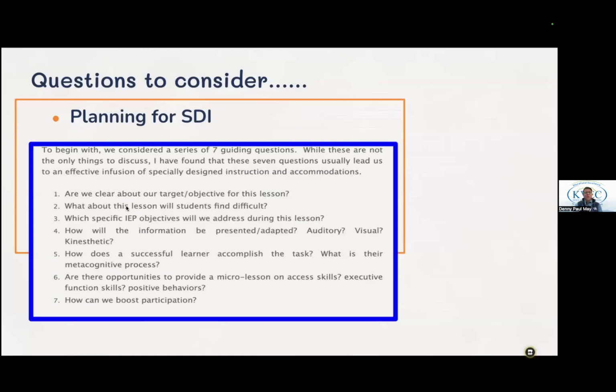So when we plan for SDI, we have to ask ourselves some other questions. Are we clear about what the learning target is? Have we clarified the learning target for our students? When we do our lesson opener, when we do our bell ringers, do we clearly establish what is going to be going on today? Do the students understand the language that we're using? Do we need to do some pre-teaching of the vocabulary? Do we need to check for understanding?